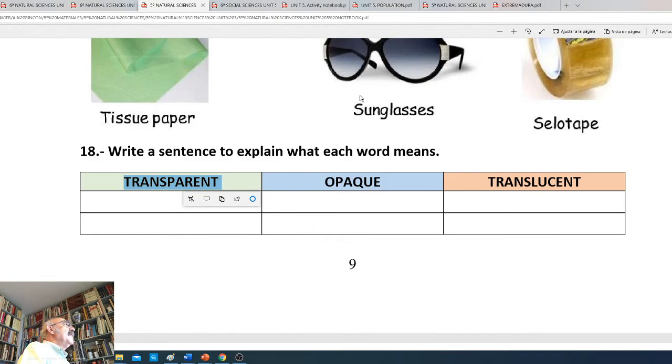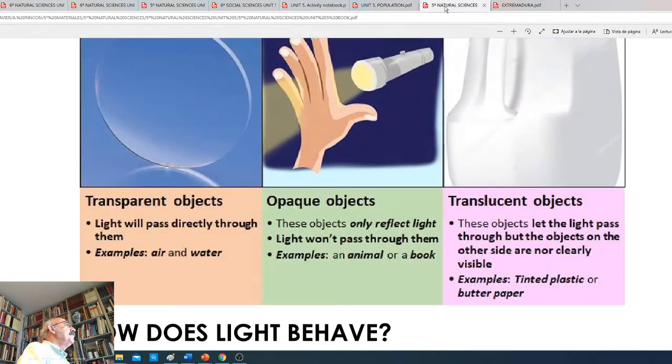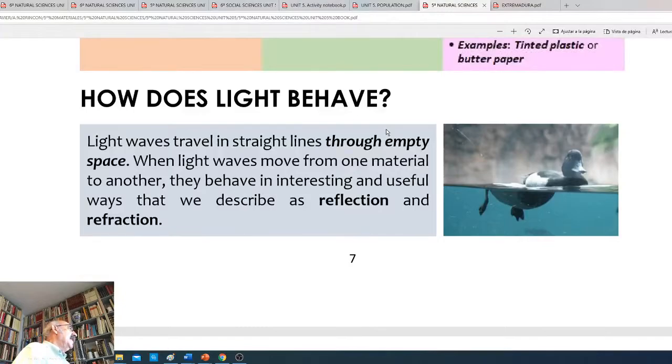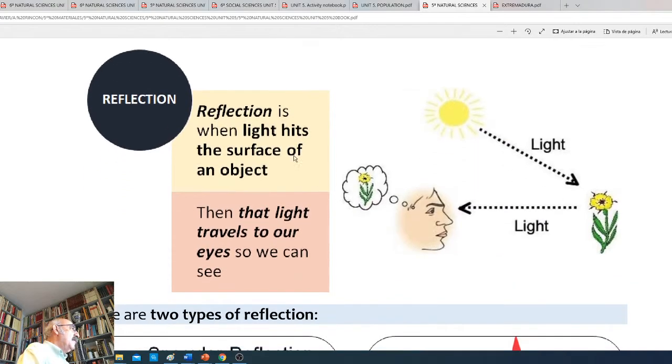Very good, very good. Now please go again to your text part, and this is really interesting. So how does light behave? Can you see this duck? Okay, this duck looks like it is broken, but it is not. This is a feature of light. So light waves travel in straight lines through empty space, in the universe. So when light waves move from one material to another, they behave in interesting and useful ways that we describe as reflection and refraction.